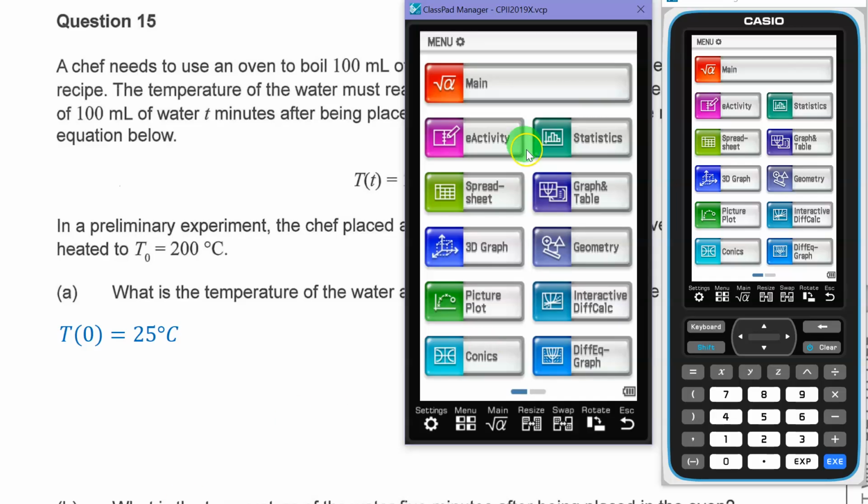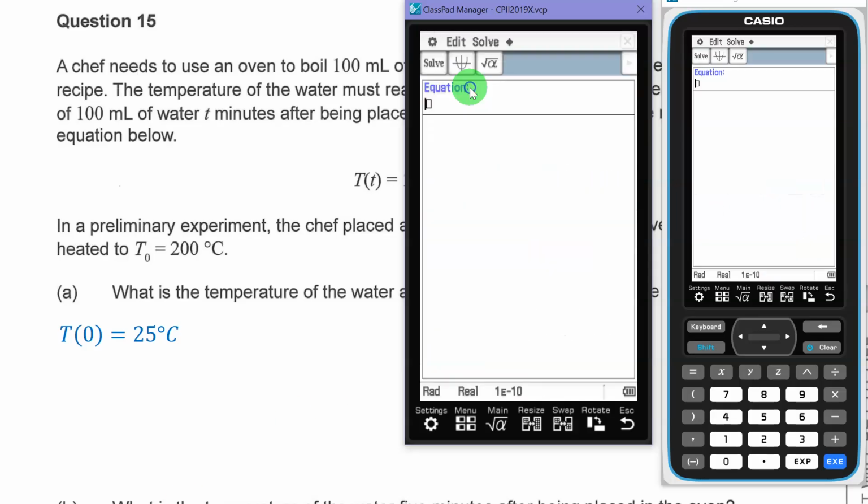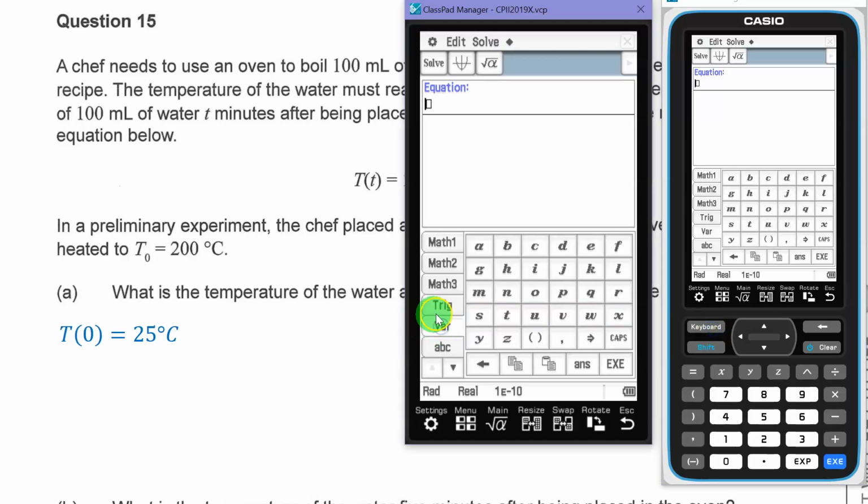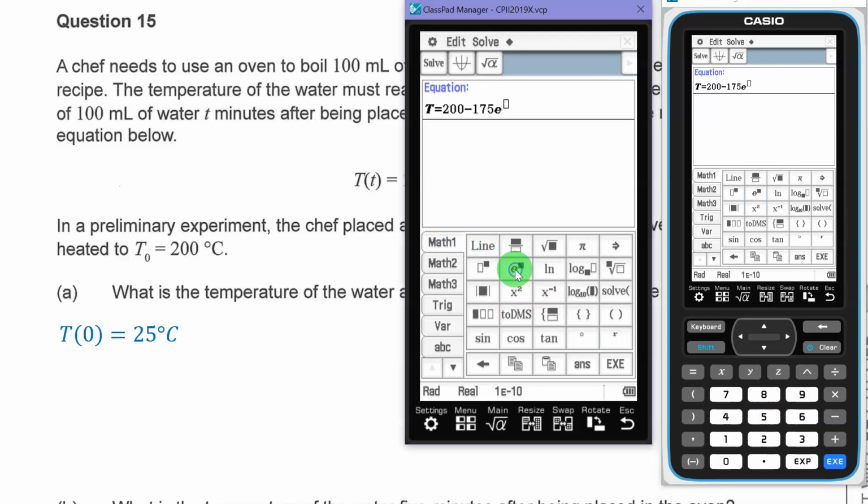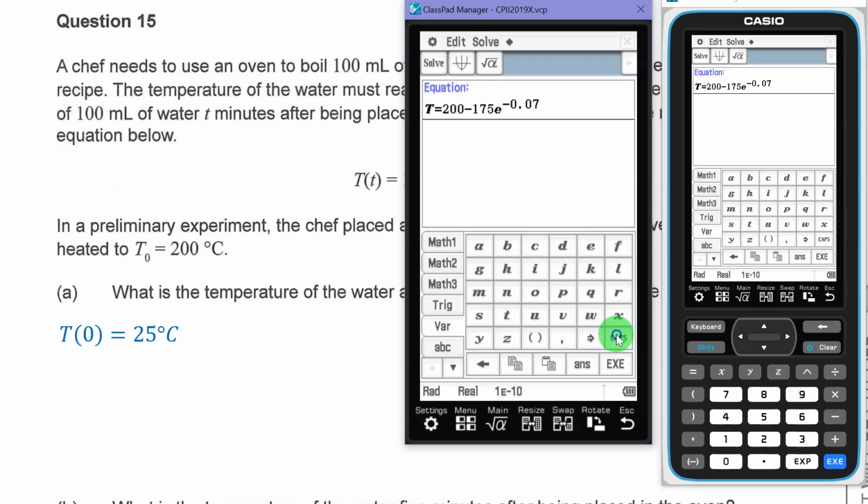So with ClassPad, I just nip off into NumSolve and chuck the formula in here. We go down to the keyboard, go to my variables, and start off with a capital T for the temperature is equal to 200 minus 175. We need an E, so we'll pop up to here. E to the negative 0.07 t, I think it was. So we'll use a lowercase t for that one.